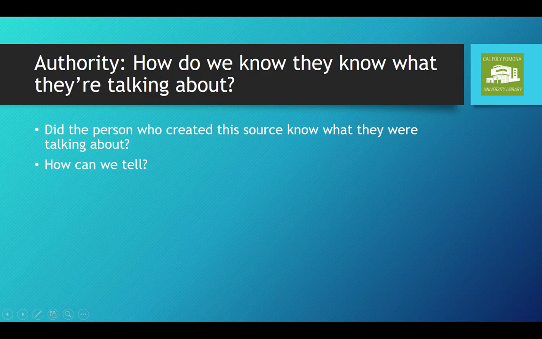When we talk about authority, we're asking, did the person who created this source, wrote it, did the research, etc., know what they were talking about? And how can we tell? This can be a complicated question, as there are a lot of different ways to establish authority, and some of them only work under certain circumstances.